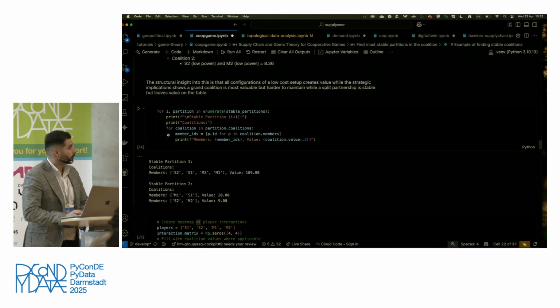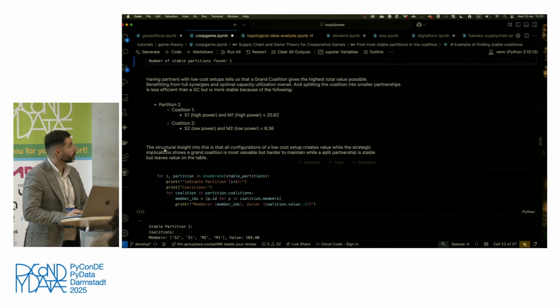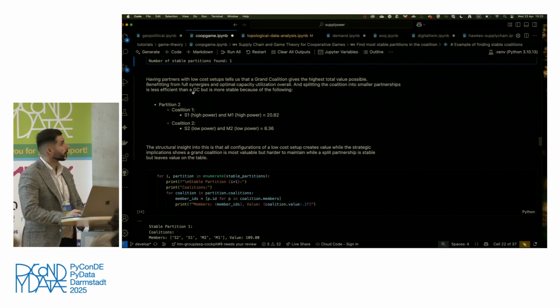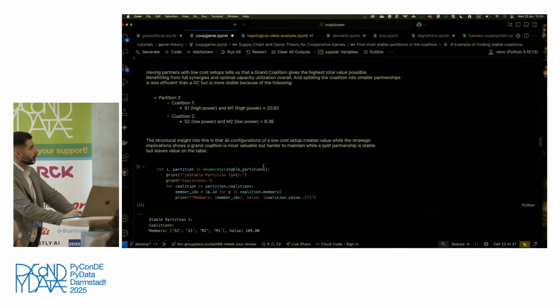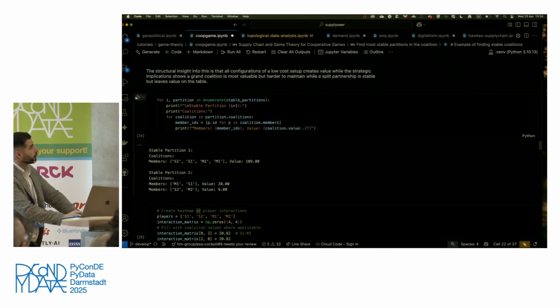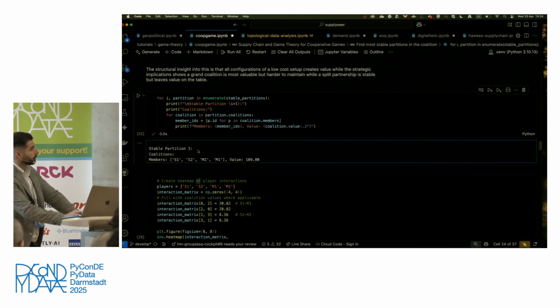If we move backwards, let's start from here. Having partners with low-cost setups tells us that a grand coalition, meaning one large coalition between all of them, gives the highest total value possible, benefiting from full synergies and optimal capacity usage overall. We can split the coalition, like I said, between suppliers, between manufacturers. If we do so, all right, this one does not do so.